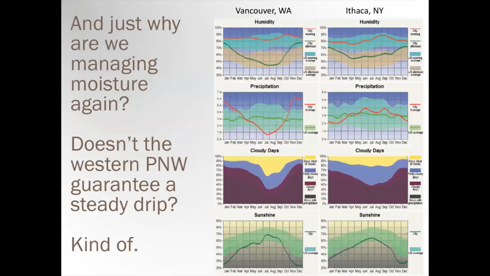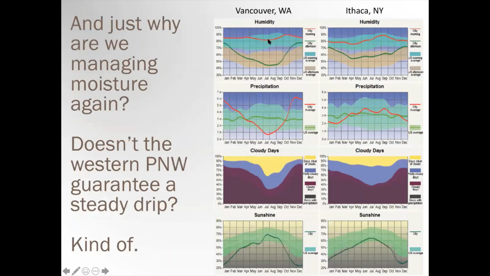And a lot of you have probably been asking this question the whole time. So why the heck are we managing moisture again? Doesn't the Pacific Northwest just guarantee this steady drip? Kind of. We're plenty humid during the winter. What we've got on the side here is Vancouver's weather data compared to Ithaca, New York, which is where Cornell is, and where a lot of these systems were refined for the Northeast.